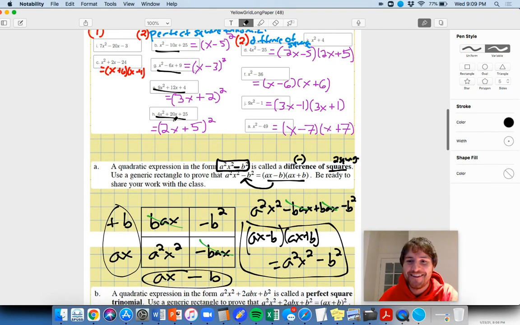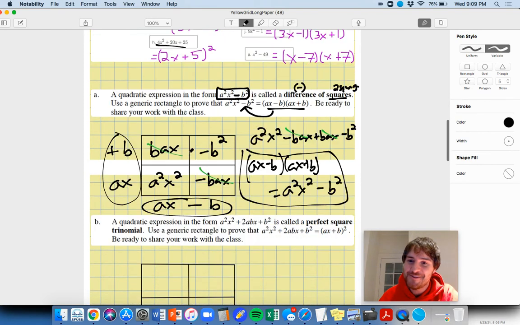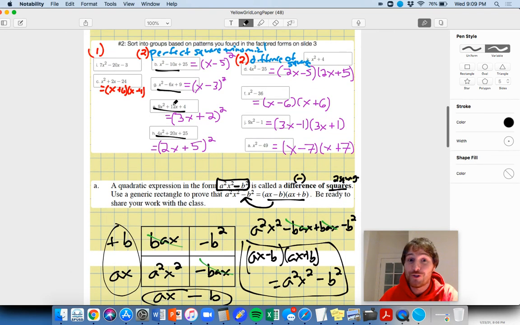This is a little tricky, right? A little tricky here. So the square root of x squared is x. The square root of 9 is 3, or negative 3, right? It could be negative 3 too, because negative 3 times negative 3 is 9. This is twice that, okay? So here's the thing to look out for: that middle term being 2 times the square root of the first term times the square root of the last term. That's the thing to look out for.